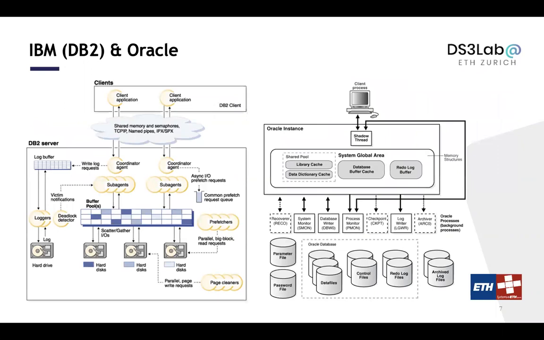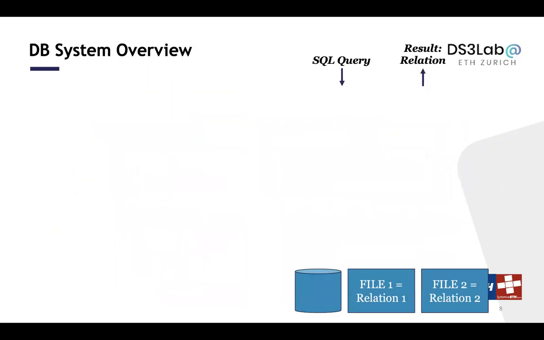And then on the software side, if you look at the current architecture of a database system, it's also pretty complex. On the left-hand side, you can see the architecture diagram of DB2 from IBM. On the right-hand side, you can see a diagram for Oracle. We are going to talk about only a subset of those players, because we don't really have time to go through the whole thing. So here is our simplified model of how a database works.